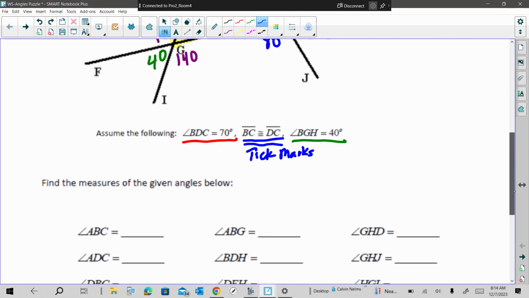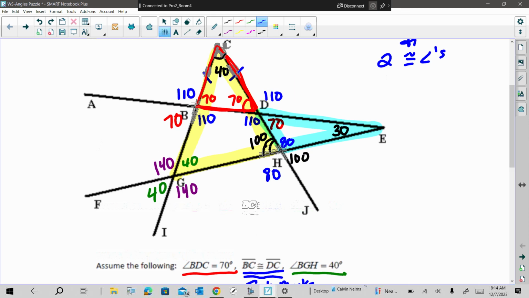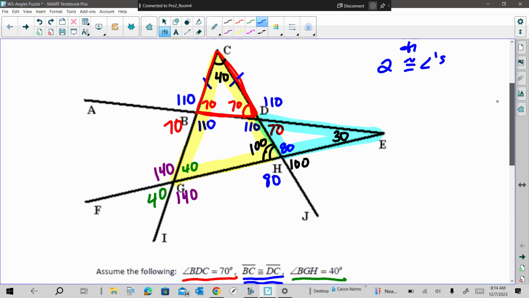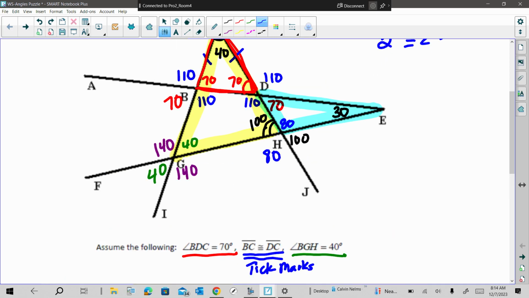So if you look at the first one, angle ABC, we have to find that from A to B to C. What does that measure? That is the 110. Then we're looking at, I'm going to go across, okay? ABG. So I go from A to B to G, okay? A to B to G, to stop at the middle number here, that's 70.